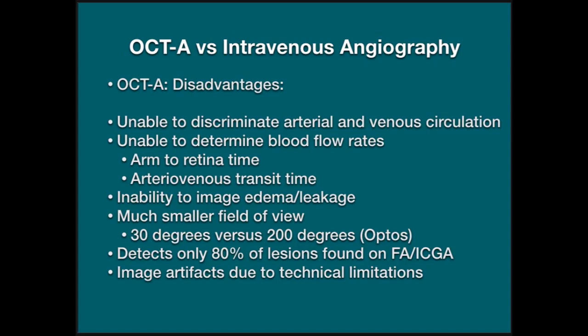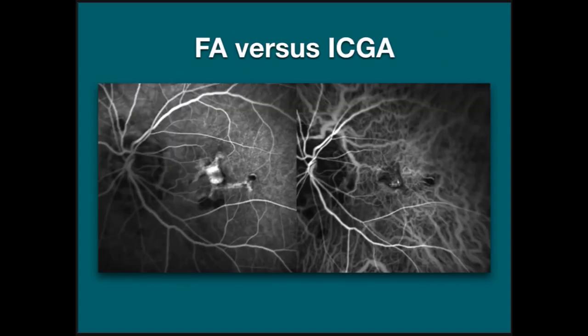And there are a number of image-based artifacts that give us a little bit of misinformation and limit our ability to analyze data correctly. I believe these will be overcome in time, but at the moment there are some technical limitations as well. All right, here's an image of your typical fluorescein angiogram on the left.